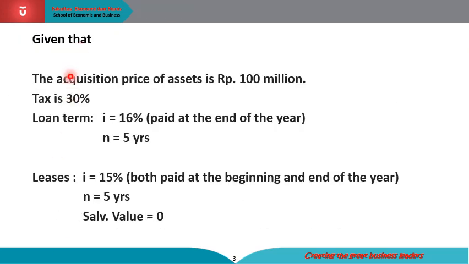Given that the acquisition price of the asset is 100 million rupiah and the tax is 30%. For the long-term loan, the interest that the bank gives is 16%, paid at the end of the year, and N is 5 years. For leases, I is 15%, N is 5 years, and there is no salvage value. We have to find the lease payment both for paying at the beginning of the year and at the end of the year.